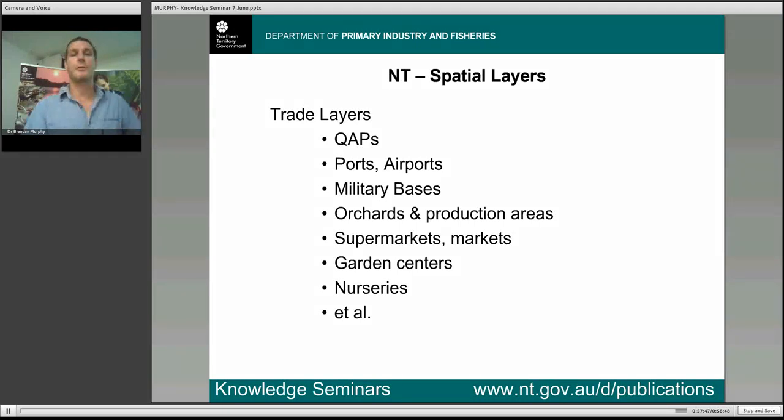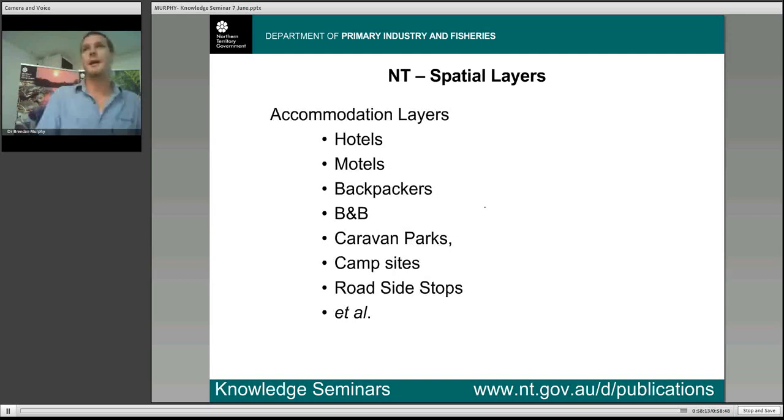But this is the sort of data we can collect, and I am collecting at the moment. And some of these look like strange ones like supermarkets, but supermarkets are high-risk sites. They carry a lot of fruit and have a lot of wooden pallets and stuff like that. So this is the first, the easiest, and the cheapest stage in developing phase 3 technically robust surveillance programs. Again, lots of accommodation layers.